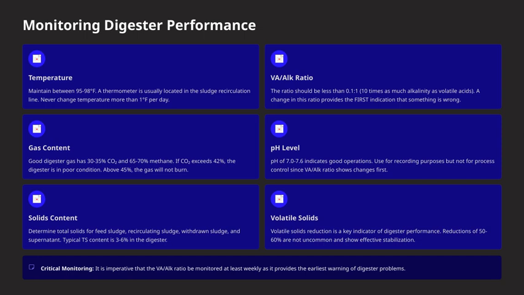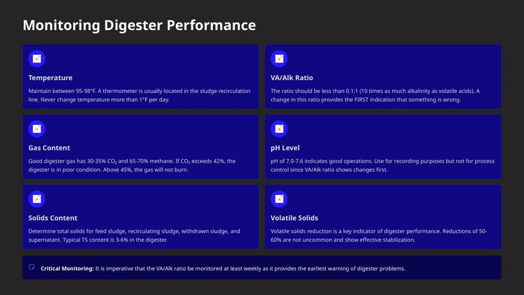The pH level is also important. A pH between 7 and 7.6 generally indicates good operation. However, keep in mind that while pH is useful for recording, it's not the best for process control because the VA-ALK ratio tends to show changes earlier.